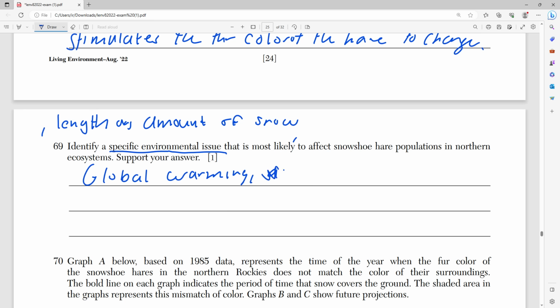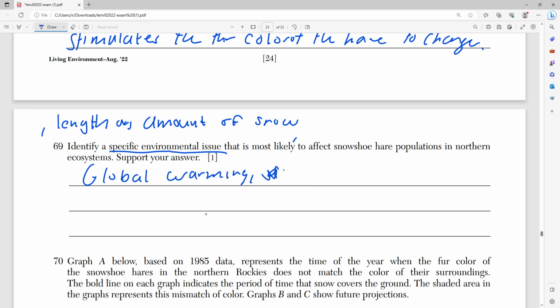What is global warming? Global warming is the phenomenon where the average temperature of the world is increasing rapidly, right? And because the temperature of the Earth is increasing, that means that the snow melts faster, and that means that there's less coverage of snow. There's less snow covering the environment of the hare, which greatly decreases their ability to survive, because they need that snow cover to survive.